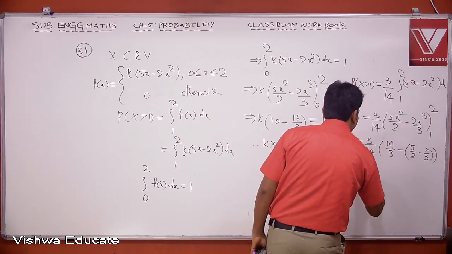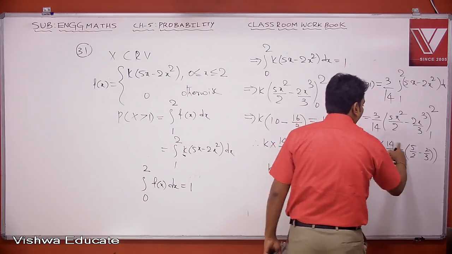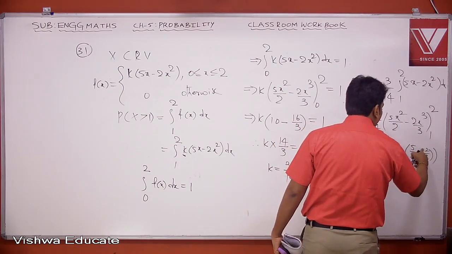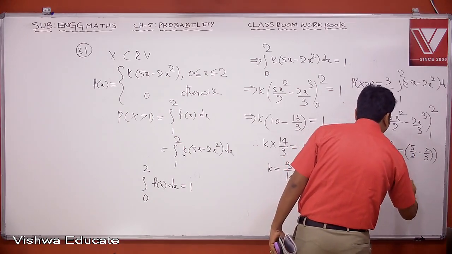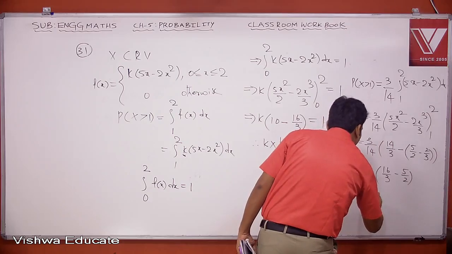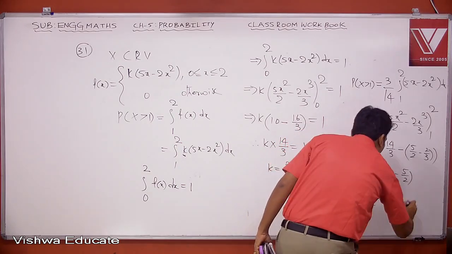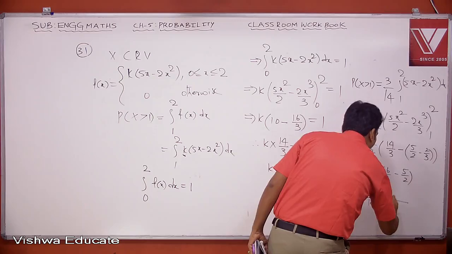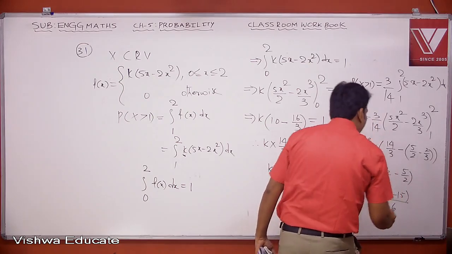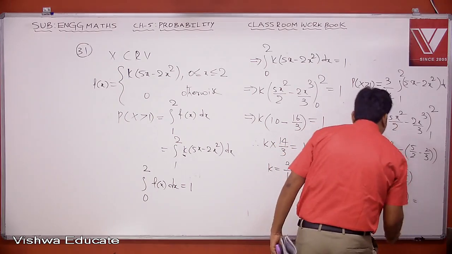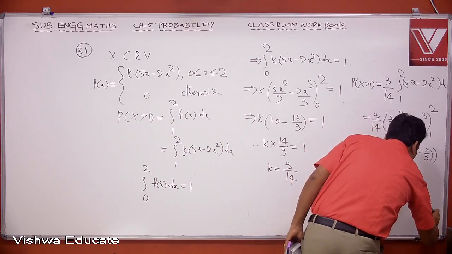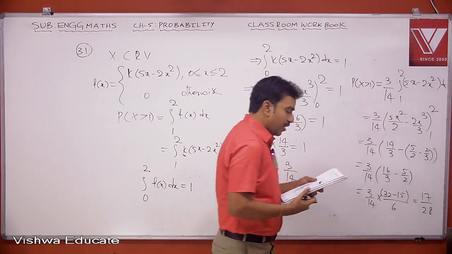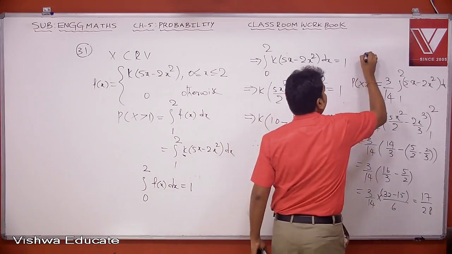So therefore this is 3 by 14 into 14 by 3, 14 plus 2, so this is 16 by 3 minus 5 by 2. So 3 by 14 into, LCM is 6, 32 minus 15. So therefore this is 17 by 2. So this is 17 by 28. So therefore the final answer is D.